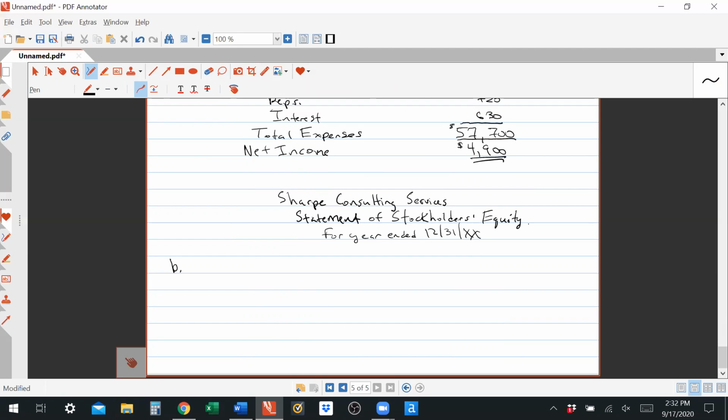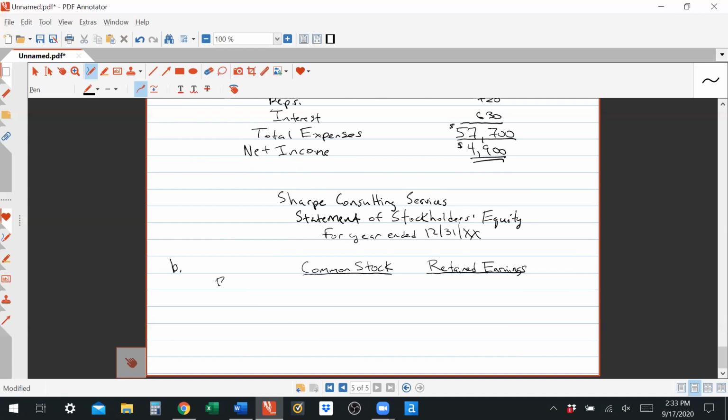All right, statement of stockholders' equity. We take our stockholders' equity and we break it into two pieces: common stock and retained earnings. I should probably move this over. And then we basically just track the change in these two accounts.